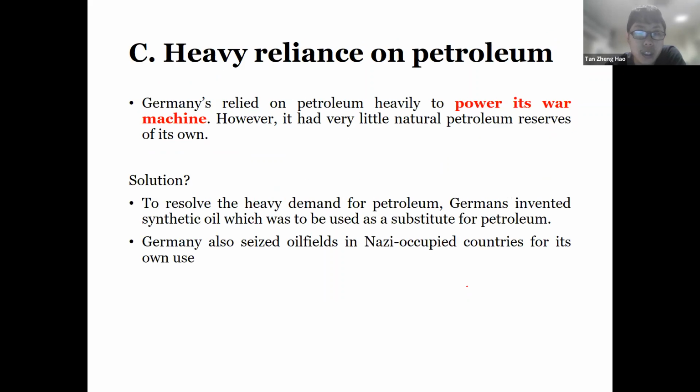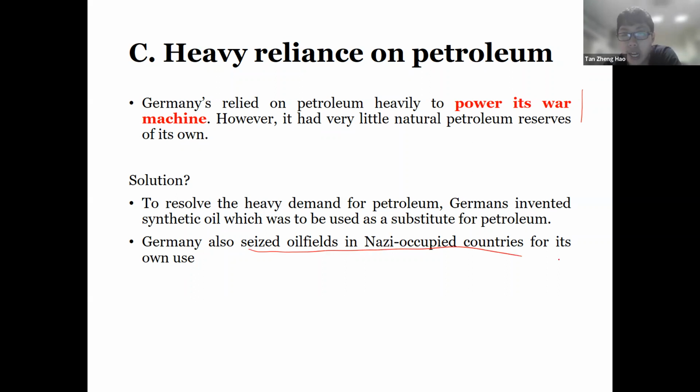Okay. Third point, heavy reliance on petroleum. Germany relied a lot on petroleum. Actually, a lot of countries relied on petroleum in those days, because besides petroleum, there was mainly coal, and coal was very cumbersome. So Germany needed a lot of oil. They seized a lot of oil fields in Nazi-occupied territory.